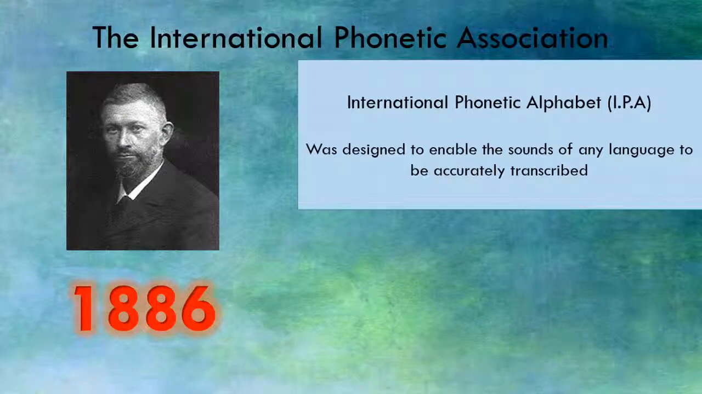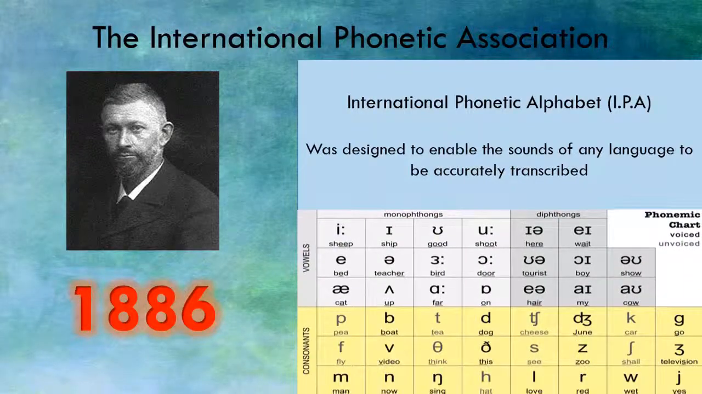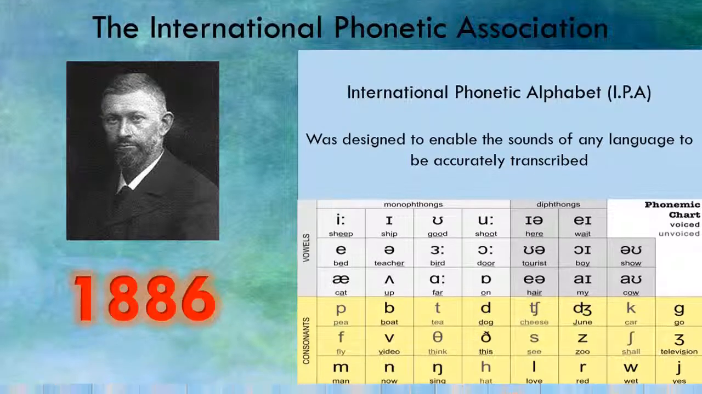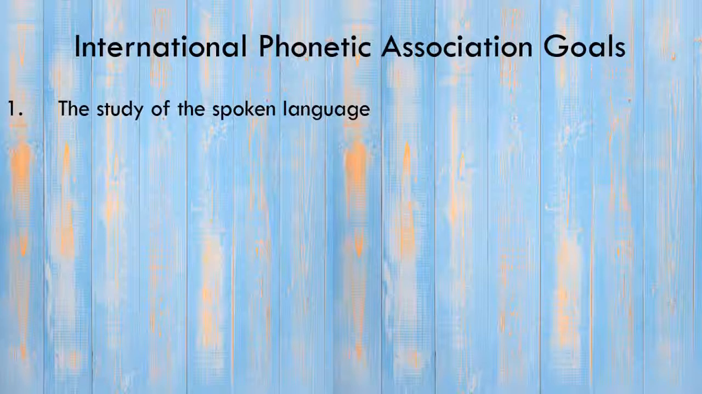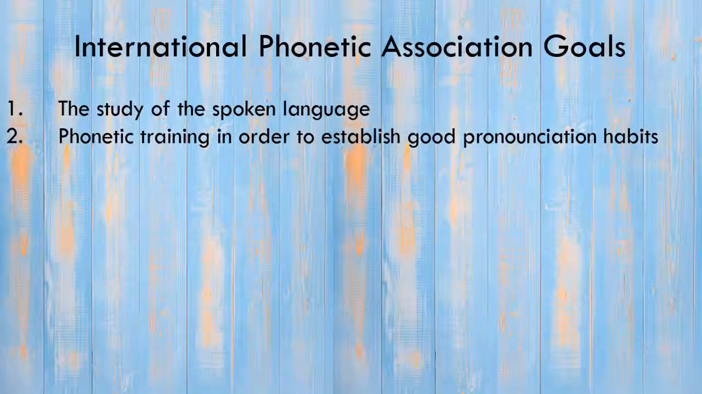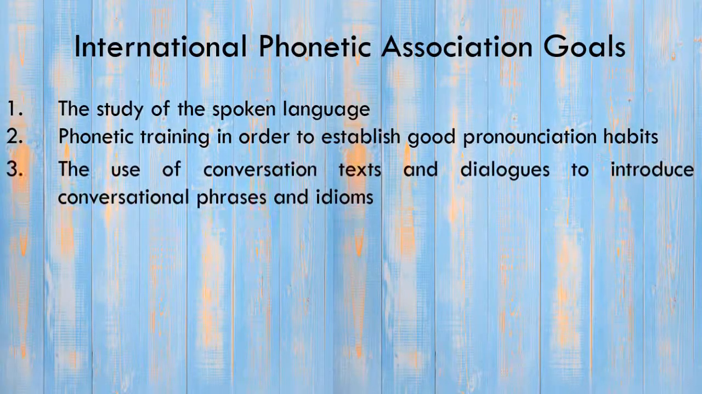The International Phonetic Alphabet, or IPA, was designed to enable the sound of any language to be accurately transcribed. One of the earliest goals of the association was to improve the teaching of modern languages. It advocates: 1. The study of the spoken language. 2. Phonetic training in order to establish good pronunciation habits.